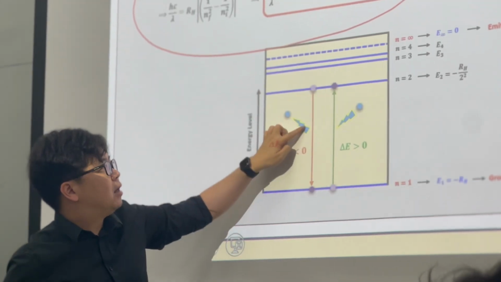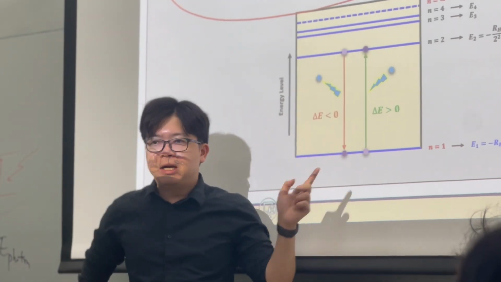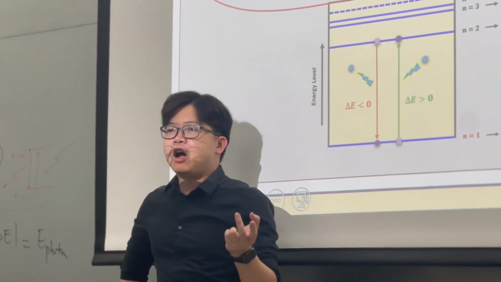Okay, when our electron emits light, delta E can be positive or negative. It depends on the process, on the transition of our electron.